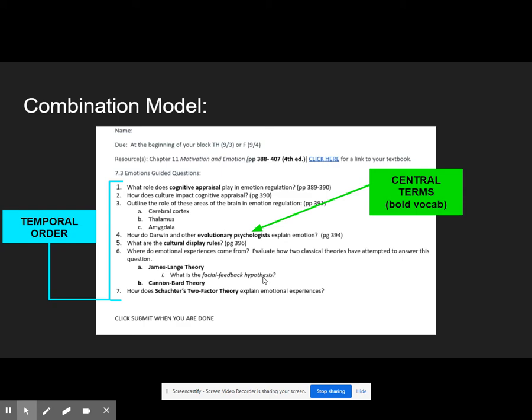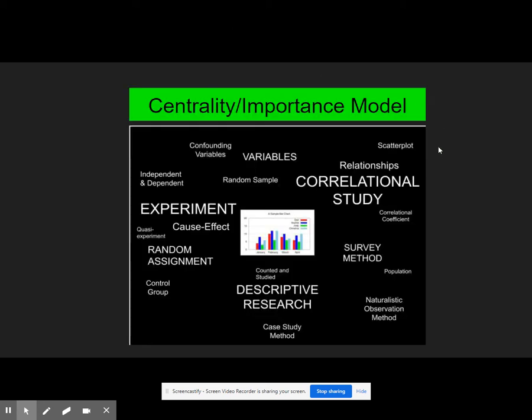Now, maybe in a couple of months, when you come back to this information, you won't remember the order, but you will remember those central terms. So that's why I use those bold vocab terms, because no matter what, your brain will be organizing this into a schema automatically. So we want to make sure that we place the right words in the right folders so that whenever it's time to recall and retrieve that information, it's a little easier for us to do that. So today we're going to be talking about correlational studies and descriptive research.